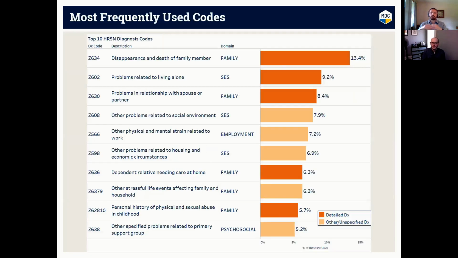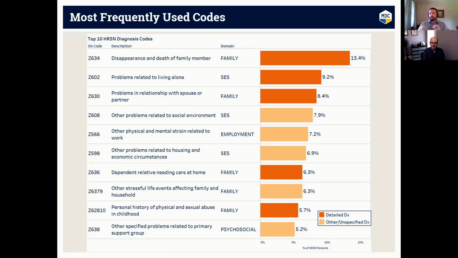In terms of which diagnoses we're actually seeing in our data, the most frequently used diagnosis was disappearance and death of a family member, followed by problems related to living alone and problems in relationship with spouse or partner. The color coding on this graph indicates whether that diagnosis was a detailed diagnosis, like problems in a relationship with spouse or partner, or an other or unspecified diagnosis, like other problems related to social environment. And of the top 10 diagnoses, 5 of them fall into these catch-all other or unspecified diagnoses.